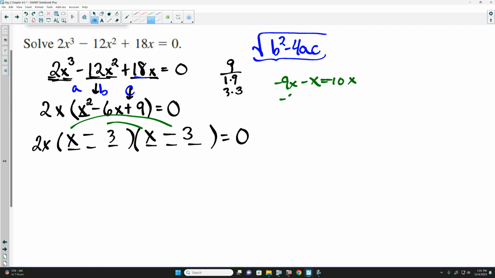X times negative 3 is negative 3x. Negative 3 times x is negative 3x, giving us negative 6x, which is the middle term we wanted, yes? Okay. So we have it factored completely.